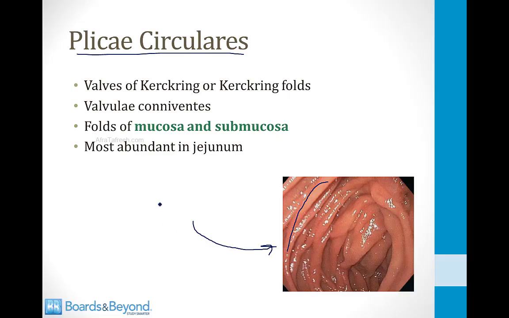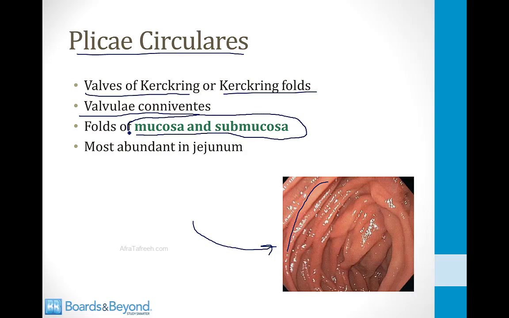The circular folds go by a couple of different names. They're sometimes called the valves of Kerckring or the Kerckring folds. They're also sometimes called the valvulae conniventes. And they are folds of the mucosa and submucosa layers. I've bolded this to remind you of that. And they increase the surface area for absorption. You can find them throughout the small intestine, but they are most abundant in the jejunum.